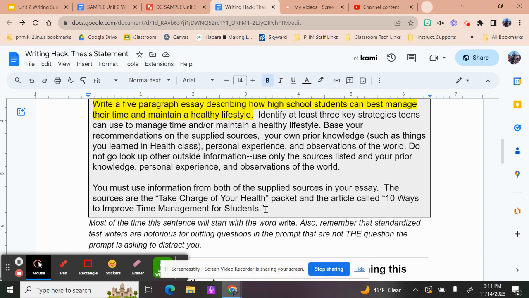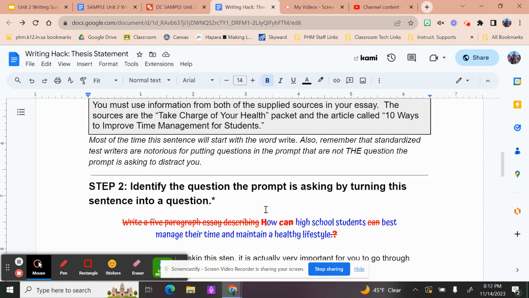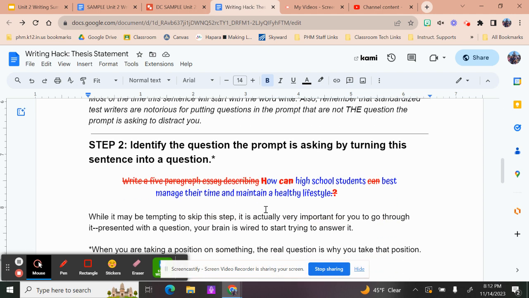So now that I've identified what I need to write, I'm going to turn that sentence into a question. So what is the prompt really asking me? What question is it asking me to answer? And if we take out the write a 5-paragraph essay describing, then we're left with: how can high school students best manage their time and maintain a healthy lifestyle?